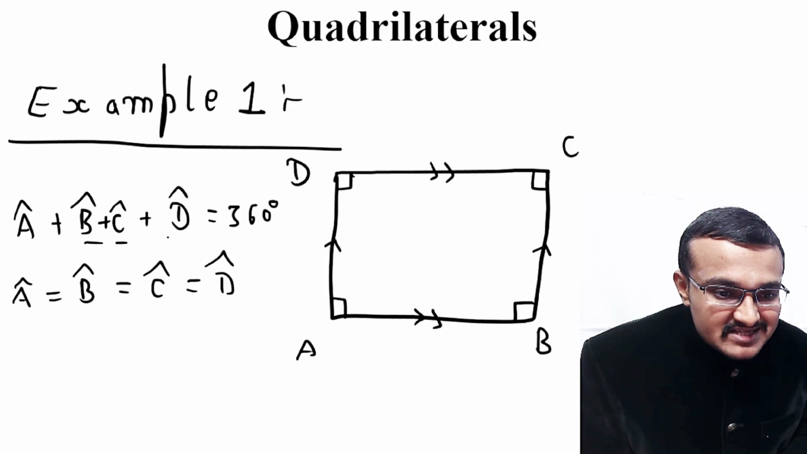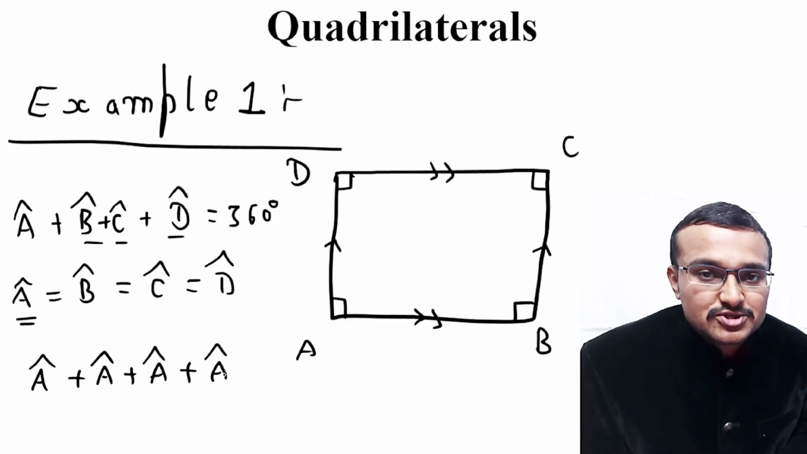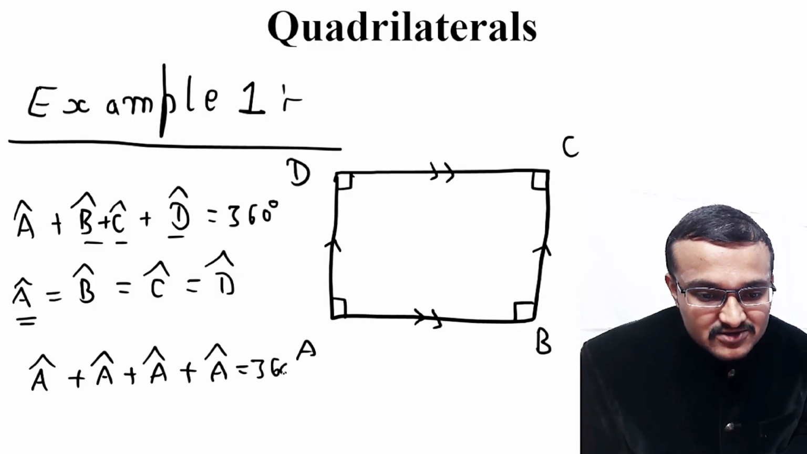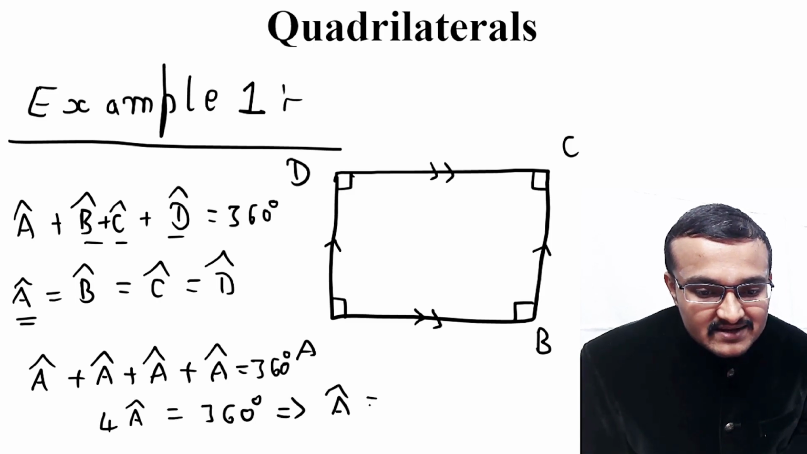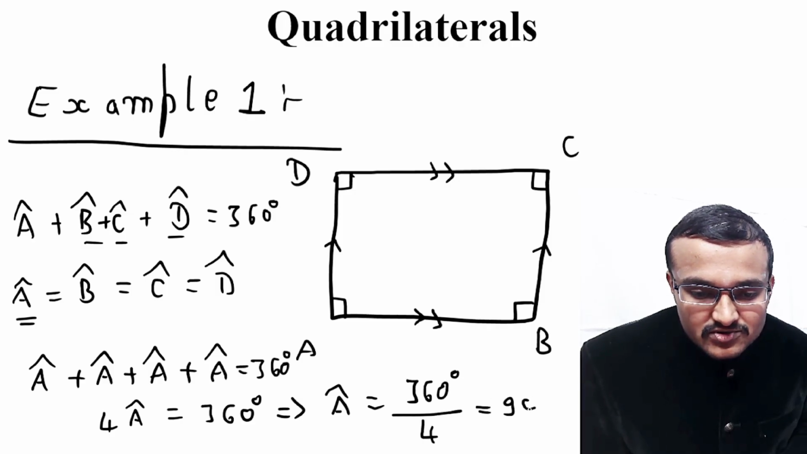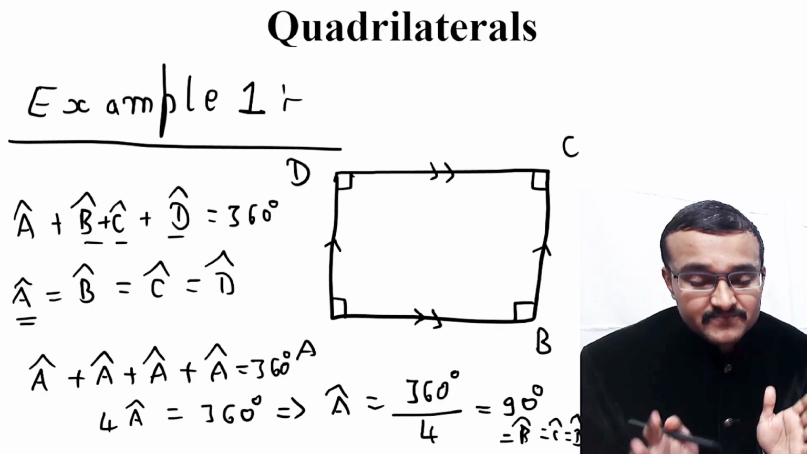So in the place of writing B, C and D, I can just write angle A. That means angle A, in the place of B I can write angle A, in the place of C also I can write angle A, and in the place of D also I can write angle A, which is equal to 360 degree. So 4 times angle A is equal to 360 degree. So here angle A is equal to 360 degree divided by 4, which will be equal to 90 degree, which will be equal to B, which will be equal to C, which will also be equal to D. So this is the simple proof which we can prove here.